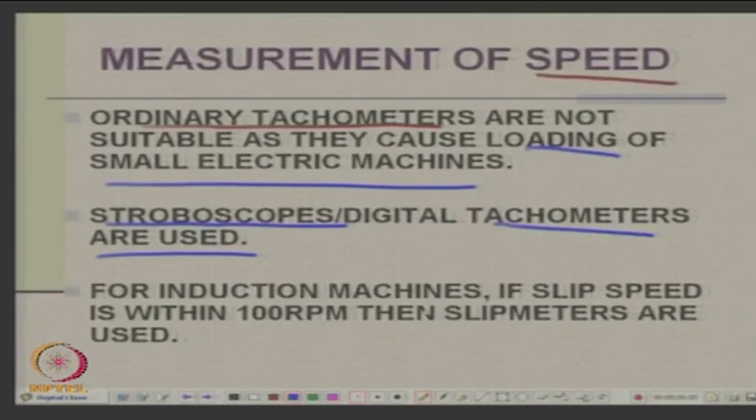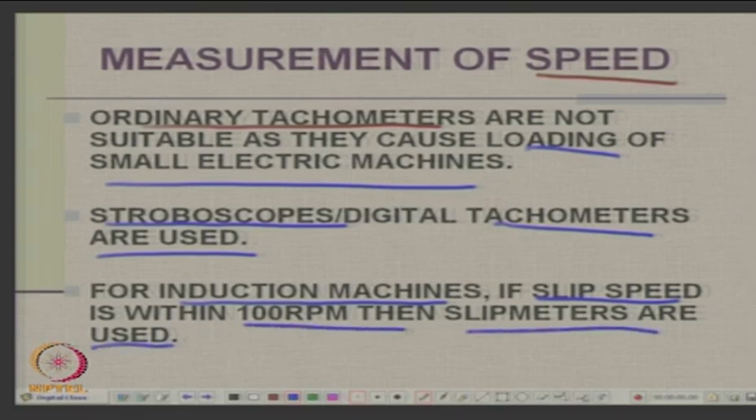As you say, for induction machines, where slip speed is within about 100 rpm, slip meters are used. What are slip meters? Actually, this has become a very critical thing, because of much testing done on submersible motors, etc. Sometimes they put slip coils, so that the signal is proportional to slip frequency. Therefore, these are all important measurements.